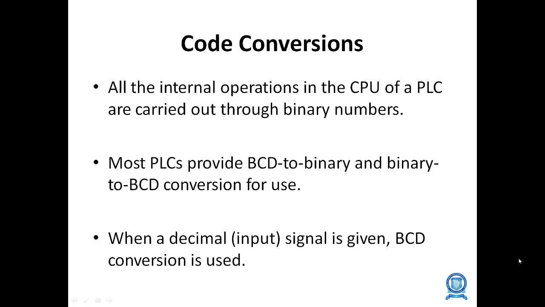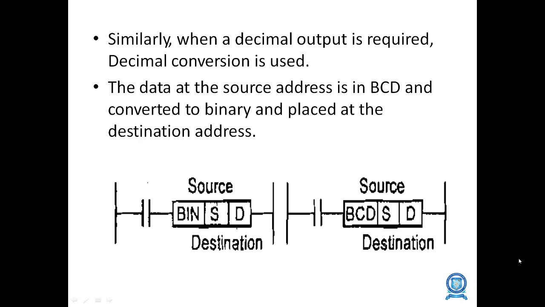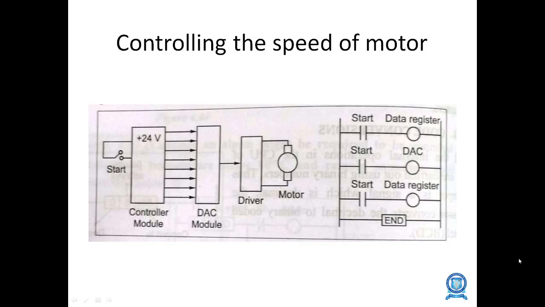When a decimal signal is given, BCD conversion is used. Similarly, when a decimal output is required, decimal conversion is used. The data at the source address is in BCD, converted to binary and placed at the destination address. The BIN S and D, source and destination, changes to BCD S and D.